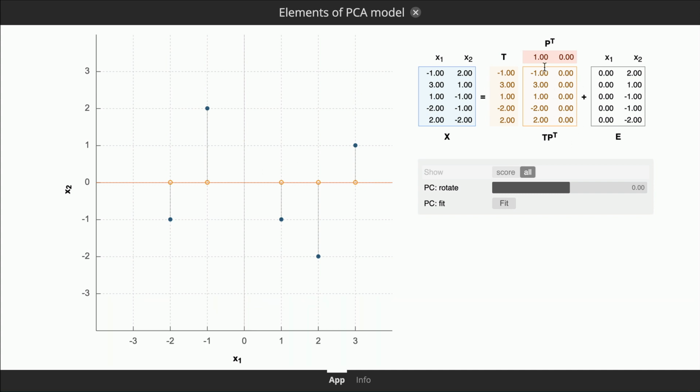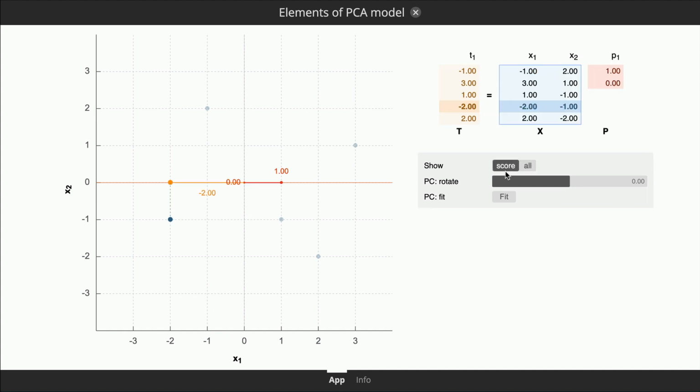Okay. You can also see the loading, and you can also see the scores. For example, this score is -1, this score is -2, and you can see why, right? It's 2 smaller than the origin. Now, we get this matrix by multiplying t and pt. But first of all, let me demonstrate how to find the scores. In order to demonstrate it, I click score here.